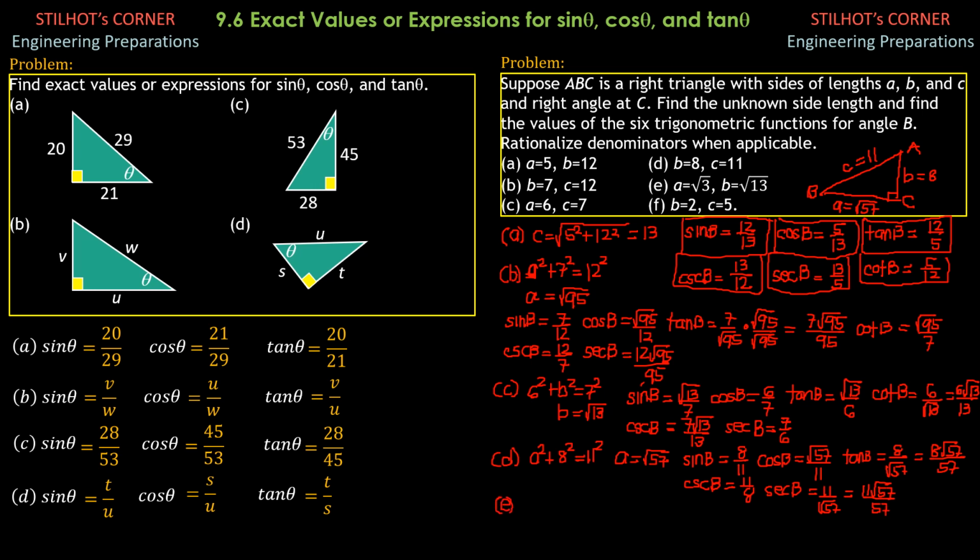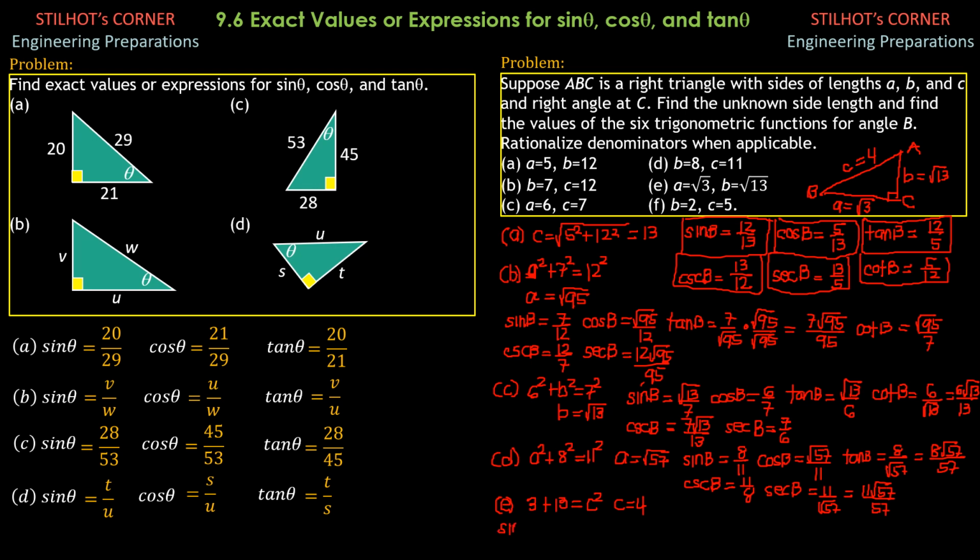Then A is square root of 3, B is square root of 13. Square root of 3 square is 3, plus square root of 13 square, 13, equals C square. So that means C is square root of 16, and that is 4. So replacing these elements, so A is square root of 3, B is square root of 13, so C is 4.